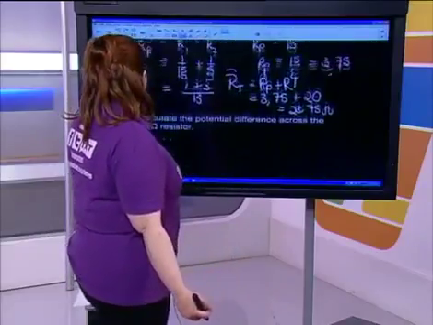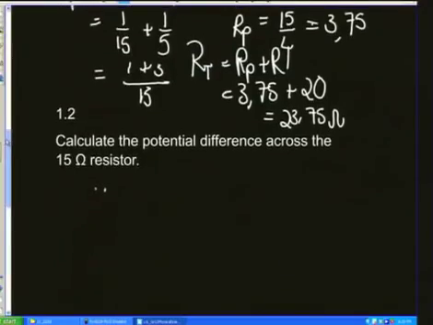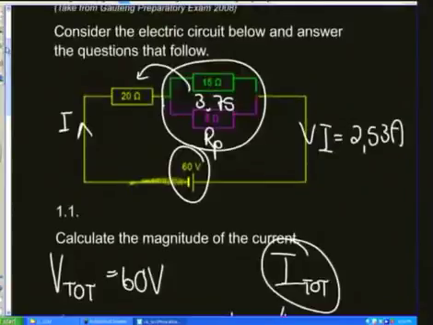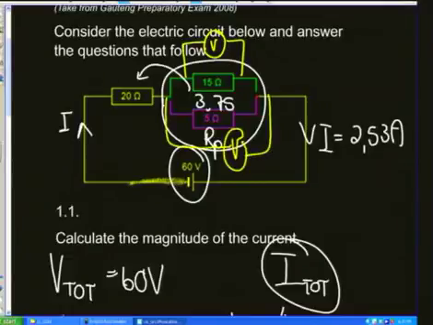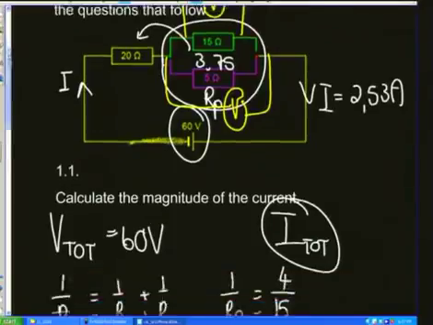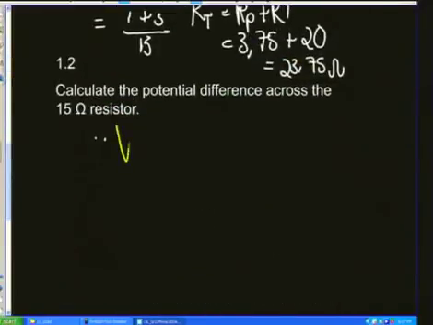Now they say to me, calculate the potential difference across the 15 ohm resistor. The 15 ohm resistor is in parallel. Because it is in parallel, what we need to recognize here is whatever voltage is over that 15 ohm resistor is the same as the voltage over the parallel. So in other words, the voltage over the 15 ohm resistor is equal to the potential difference over the parallel section.